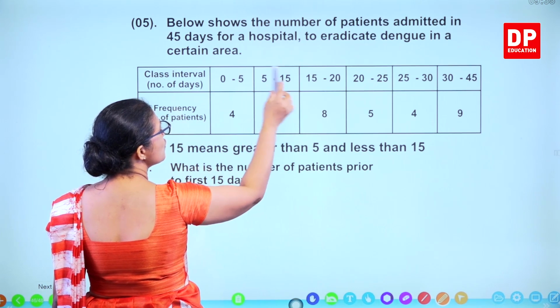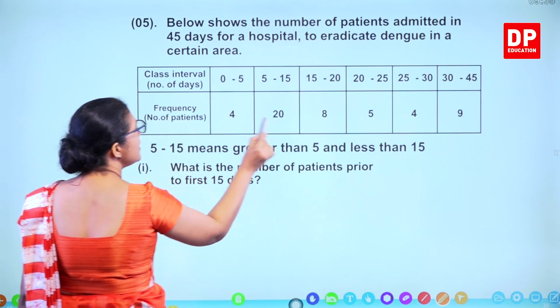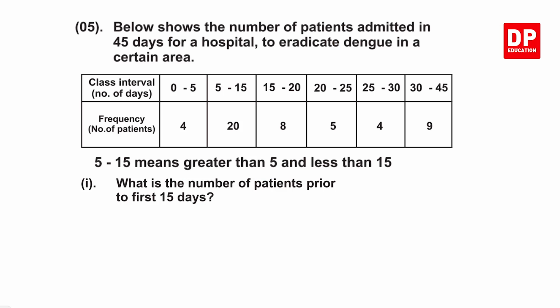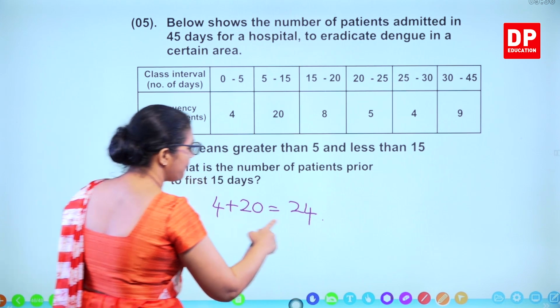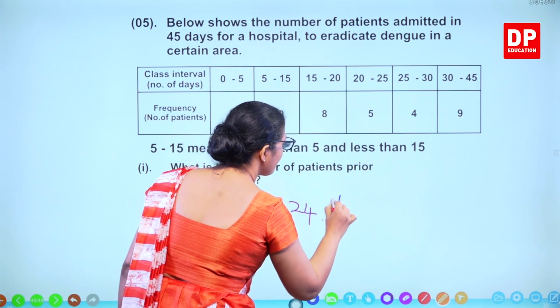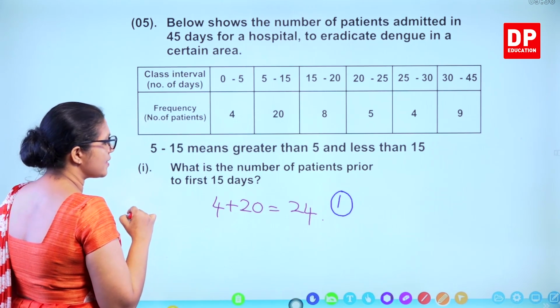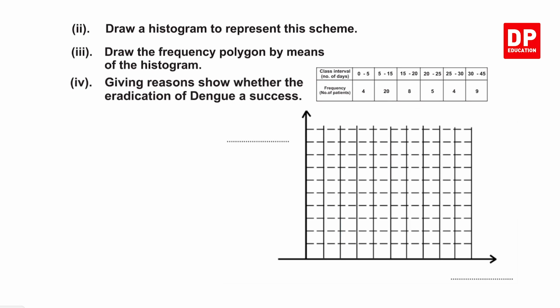What is the number of patients prior to the first 15 days? Prior to 15 days, so here 15 is not included. That means we can take these two numbers, 4 and 20. So 24 patients altogether. So you get 1 mark for this. That's a small part. Part 2: draw a histogram to represent this data.